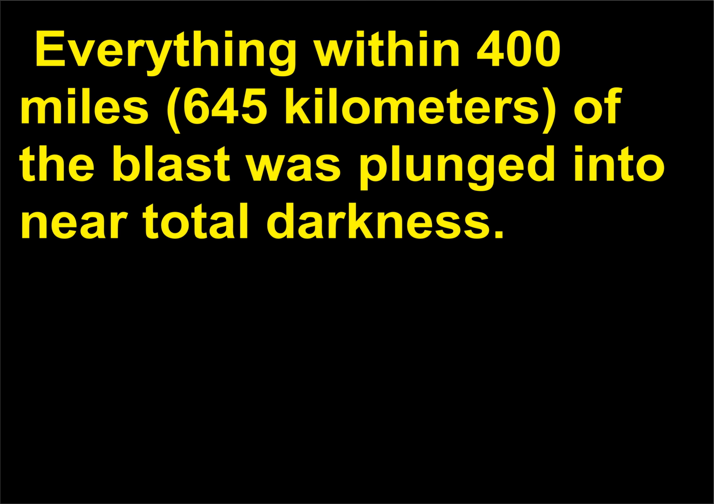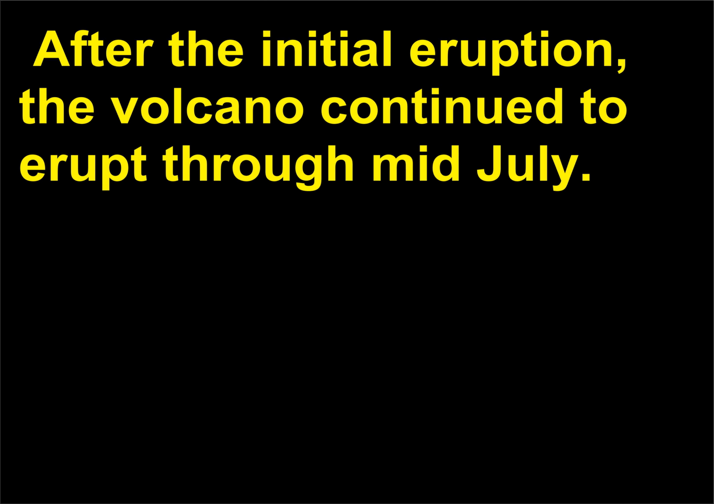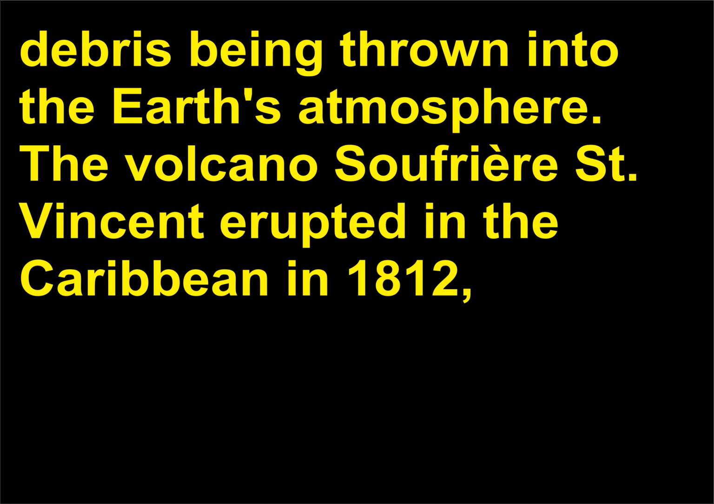Everything within 400 miles, 645 kilometers, of the blast was plunged into near total darkness. Tsunamis reaching 16 feet, 5 meters, in height crashed onto surrounding shorelines. After the initial eruption, the volcano continued to erupt through mid-July. To make matters worse, 2 previous volcanic eruptions also contributed to dust and debris being thrown into the Earth's atmosphere.